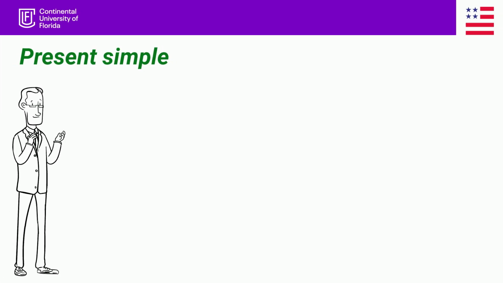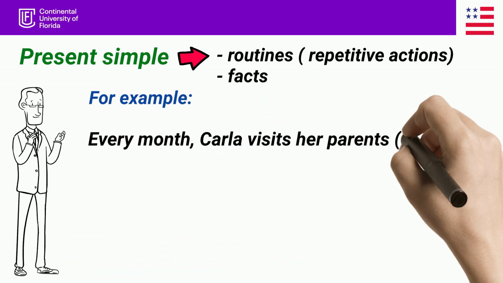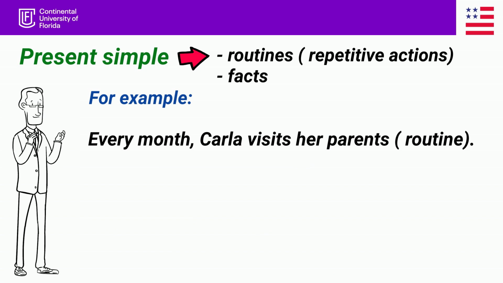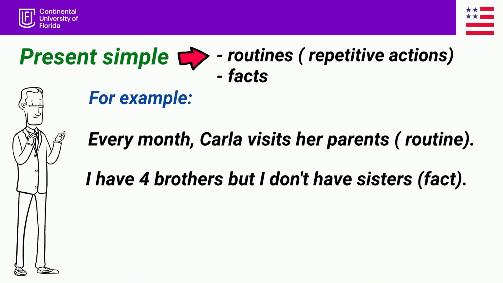We use the present simple when we want to talk about routines or facts. For example, every month Carla visits her parents. That is a routine. Or, I have 4 brothers but I don't have sisters. That is not a routine, that's a fact.